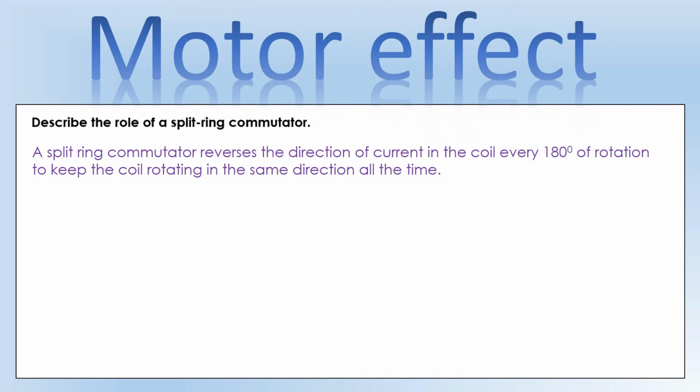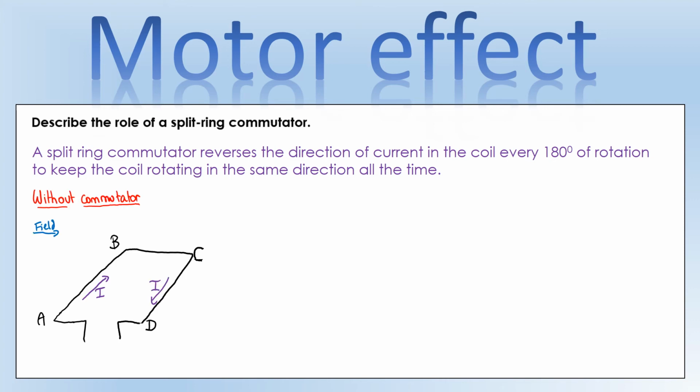So let's see what would happen if we didn't have one. I've cut out a lot of the unnecessary detail in here. In the diagram, I'm saying we've got a field going from left to right. So north is over on the left, south is over on the right. And we've got a current going from A to B and from C to D because it's going around this loop here. And then there's a power source somewhere that I'm not showing. So we've got a complete circuit.